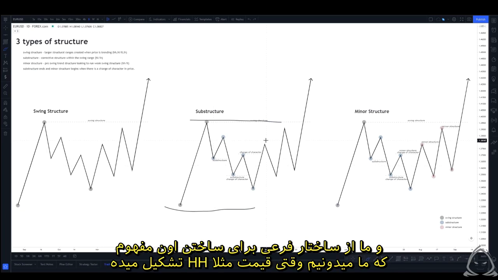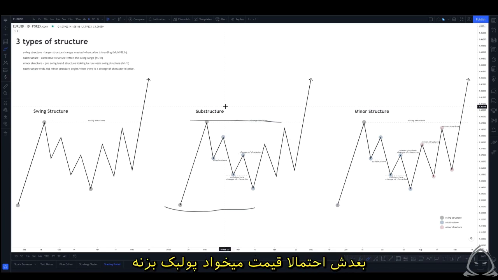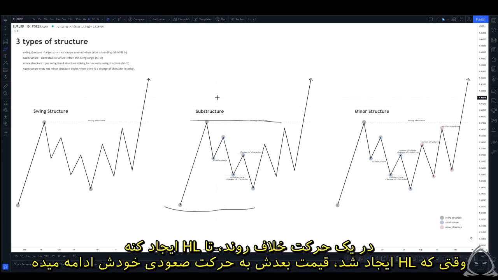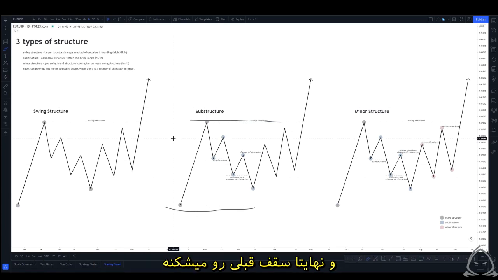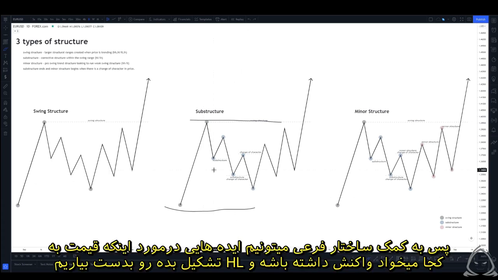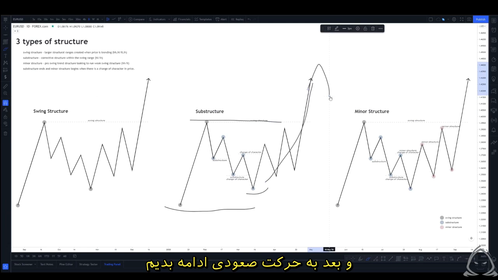We use substructure to create the understanding that when price creates, say, a higher high, more than likely price is then going to retrace or correct in a counter trend fashion to put in a higher low. Once the higher low has been established, price will then continue moving to the upside and eventually break the previous high point. So with the substructure, we can begin to develop ideas of where price is likely to react off of, putting in that higher low and then continuing to the upside.